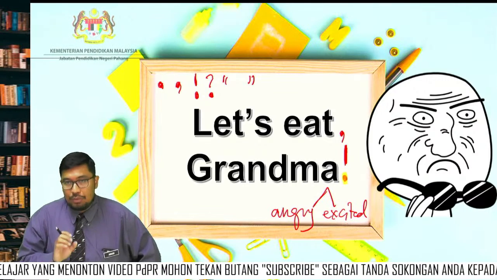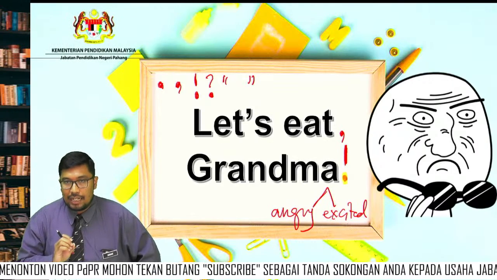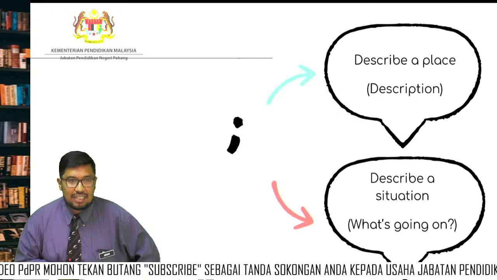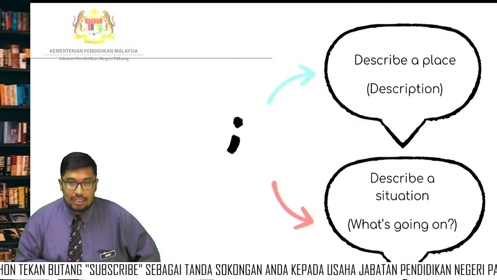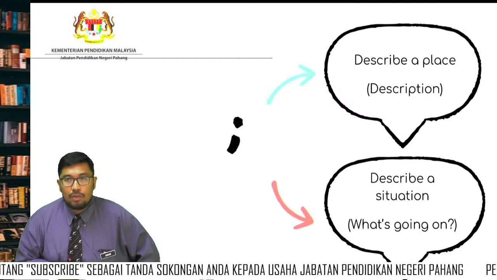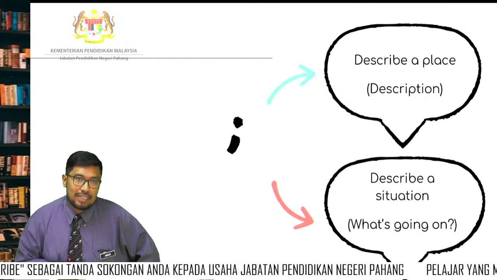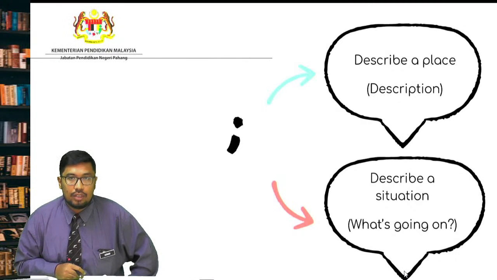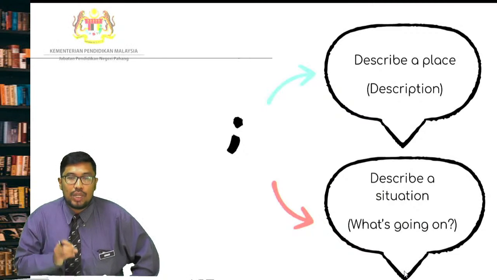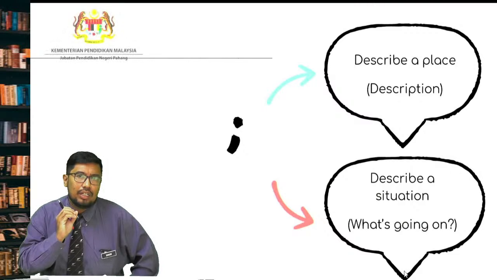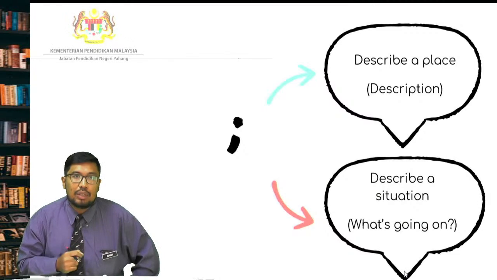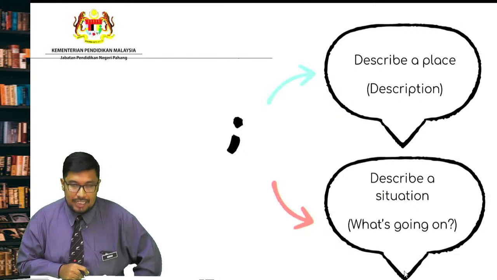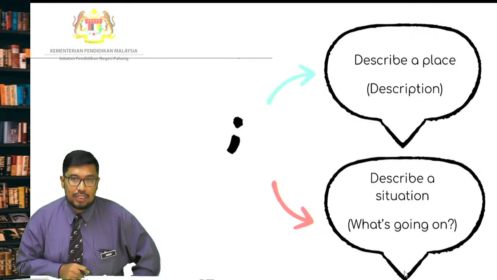Okay, the punctuation that I'm going to share with you, or the one that I'm going to introduce to you, is a semicolon. That's a semicolon. Normally when I go to schools or my sharing sessions, I will share with them how to use the semicolon. So in this session, this afternoon, we are going to look at how the semicolon can be used for two different purposes. The first one, you can use a semicolon to describe a place, meaning you can write a description by including a semicolon in your sentence structures.